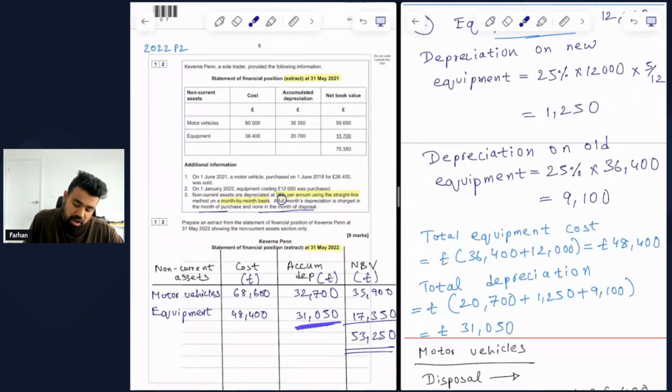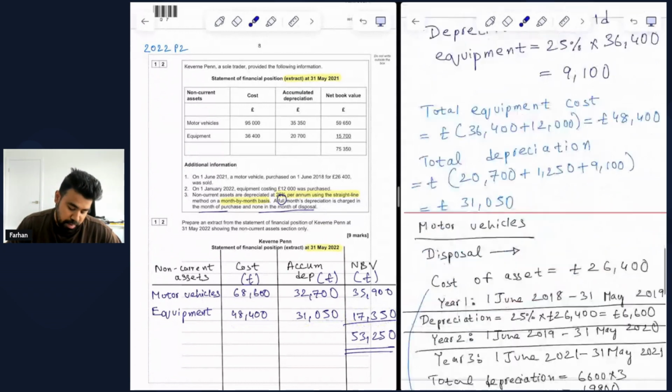If you want to find the net book value, just simply subtract the total depreciation from the cost that we have, and what you get in this case is £17,350. So let's move to motor vehicles now.